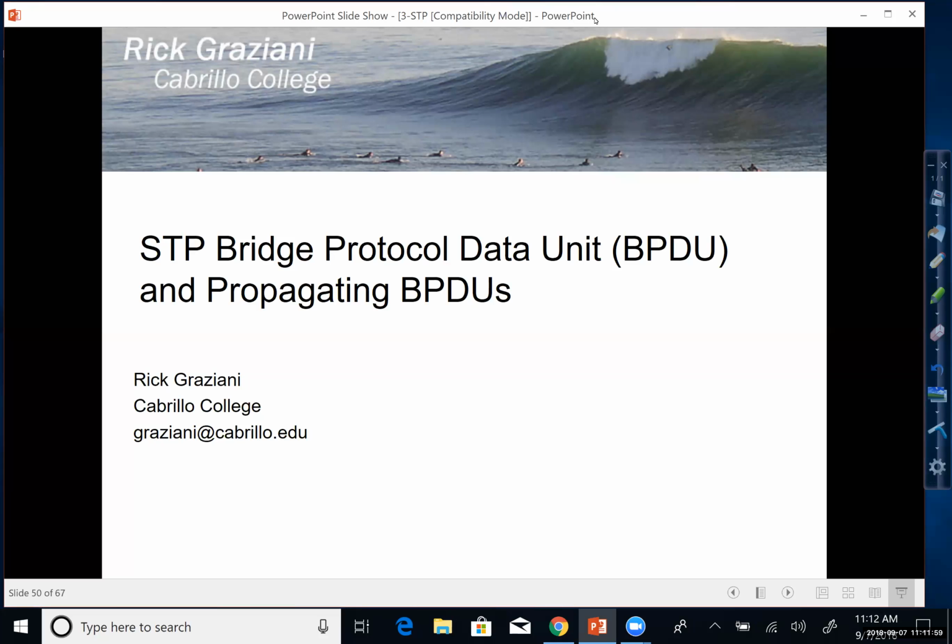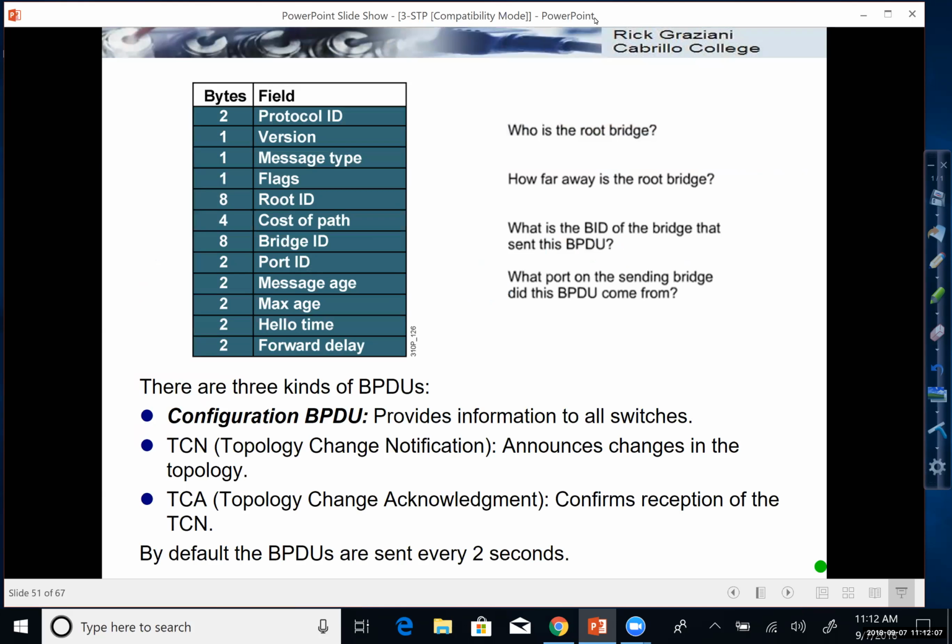Hi, in this video, I want to just introduce a little bit about the Spanning Tree Bridge Protocol Data Unit. There are actually three types of BPDUs: configuration BPDUs, topology change notifications, and topology change acknowledgements. We're just going to focus on the configuration BPDU.